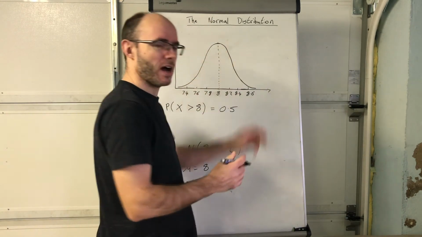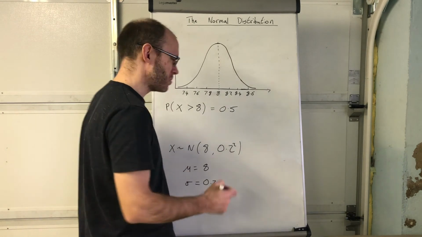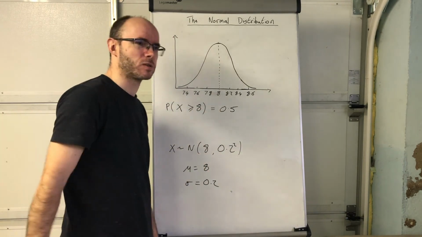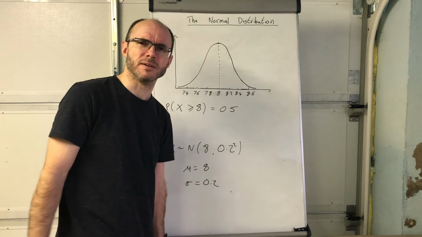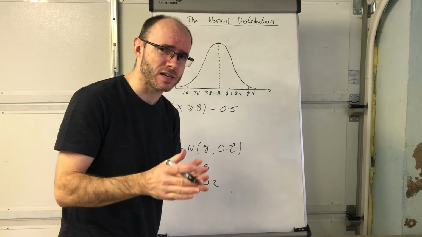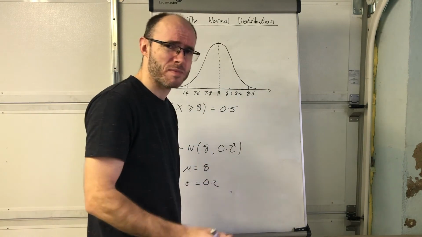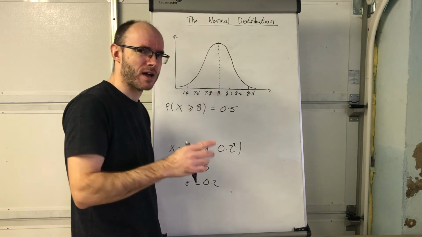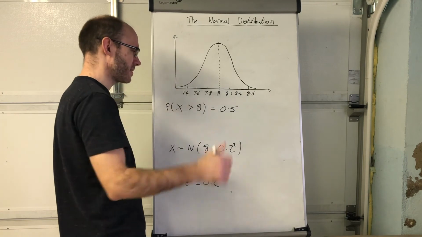Because it's exactly half of the graph. Now, what if I ask you this probability? Probability of x is greater than or equal to 8. It's the same, isn't it? 0.5. Why is it the same? Because the probability of x being 8 itself is 0. So don't worry about the inequality symbols for the time being, okay? It's exactly the same.